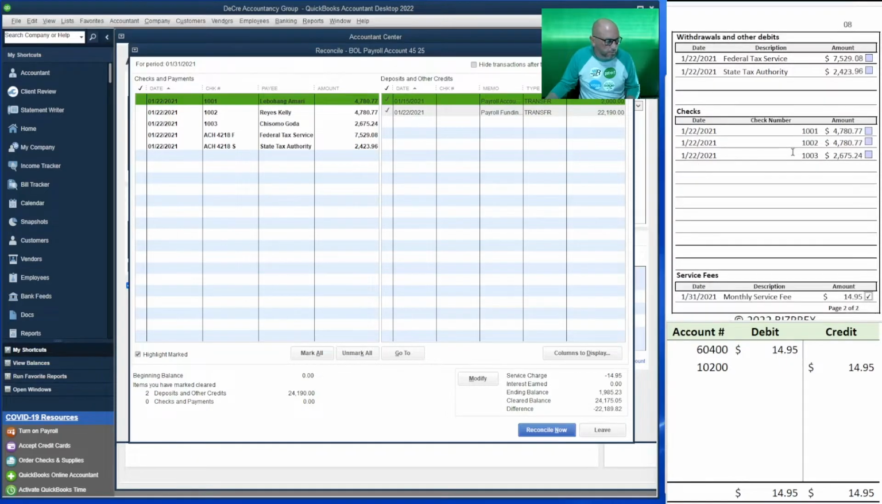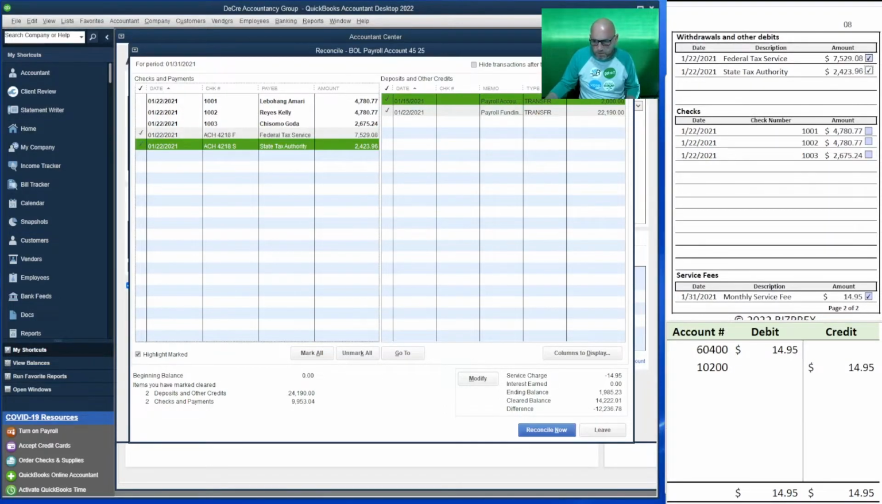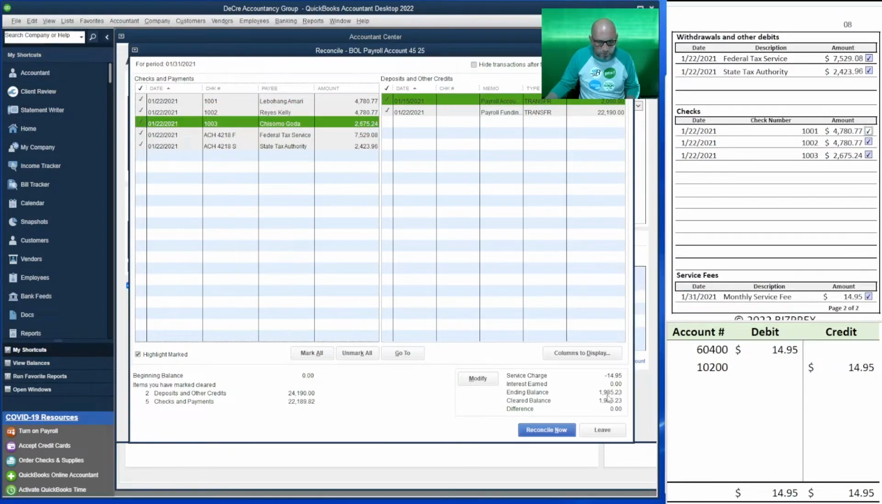What else do we have? We have the tax payments right here that reconcile very well. All right, here we go for feds and state. Yep, that reconciles. And then we have 3 checks for the employees, and those reconciled very well, it seems. Check numbers match, everything matches, and the difference is 0. So that's what we were going for, and that means we had a successful reconciliation.